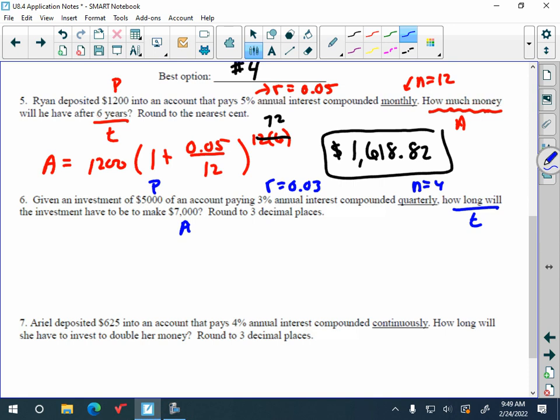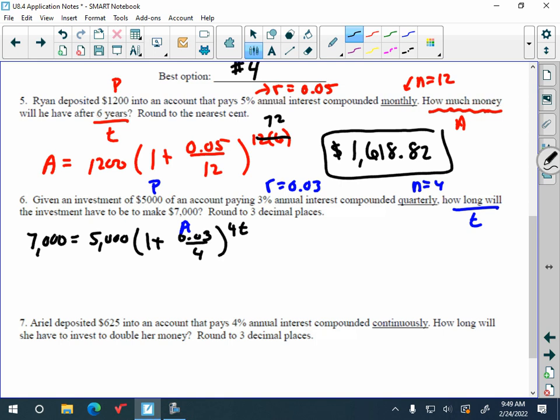All right, so let's plug all the numbers into our formula. So 7,000 equals 5,000 times 1 plus R, which is 0.03 divided by 4, raised to the 4 times T. Because our variable's up in the exponent, we're going to be using logs. The steps are exactly the same as I think it was question number 3 on the other side.